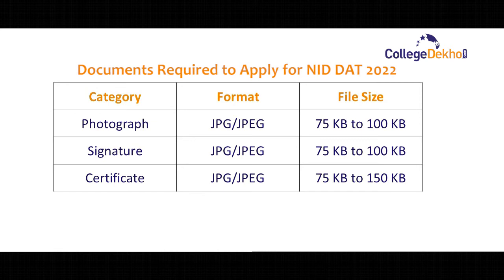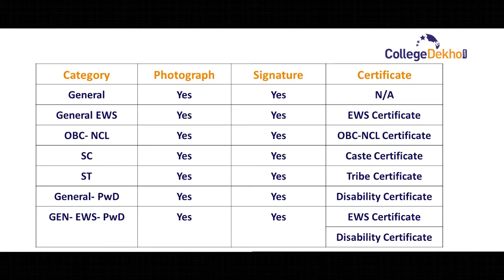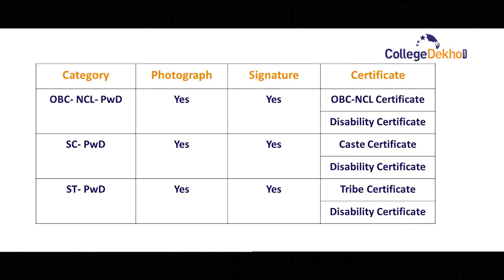A copy of the scanned signature of the candidate must also be uploaded in JPG or JPEG format. The minimum file size must be 75 KB and the maximum file size must be 100 KB. The signature should be digitally photographed or scanned and cropped to the required size. The certificate must be in JPG or JPEG format and the file size must be between 75 KB to 150 KB. A category-wise checklist of documents that need to be uploaded on the registration form of NID DAT has been displayed on the screen. Candidates must keep these documents ready for a hassle-free application process.